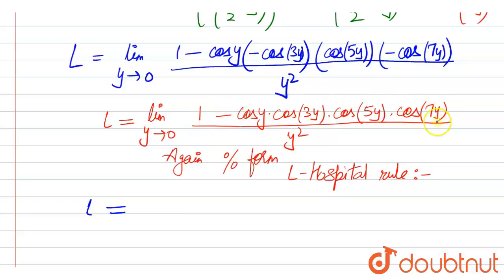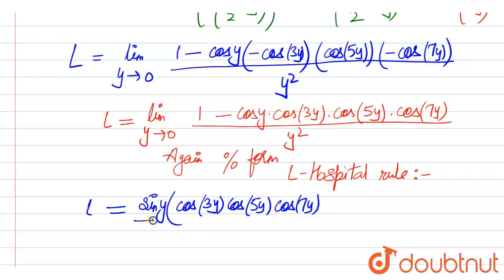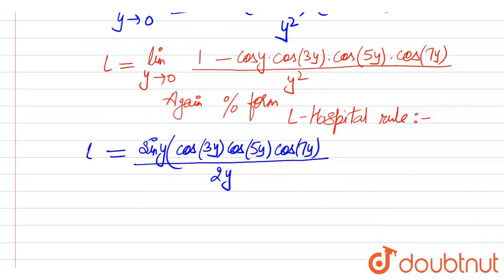To differentiate this product, we will apply the product rule. We will get differentiation of cos is minus sine. So this becomes sine y, and the rest of the 3 terms remain as they are. So this is cos 3y into cos 5y into cos 7y divided by the differentiation of the denominator, which would be 2y. So we can write like this.